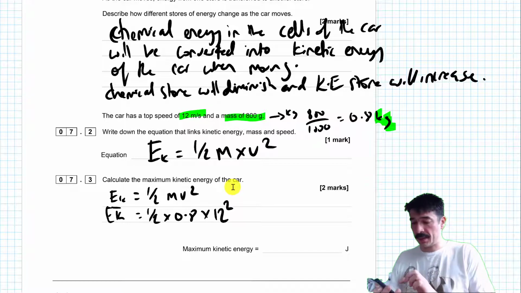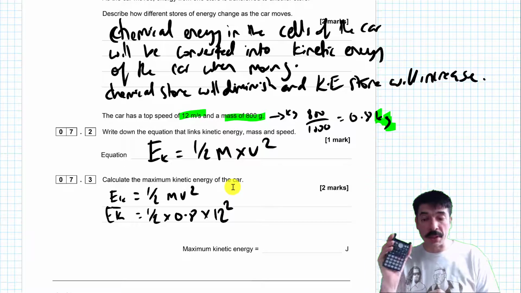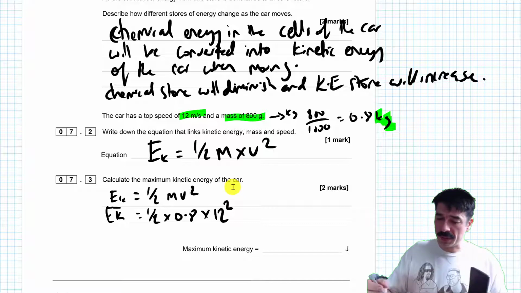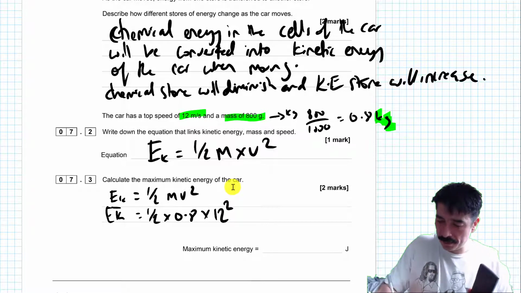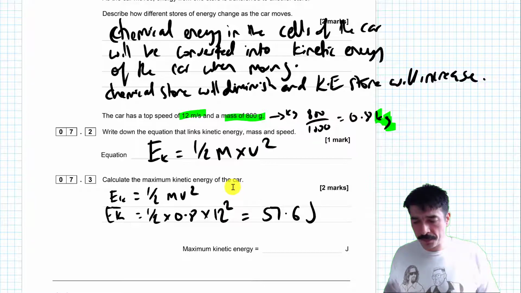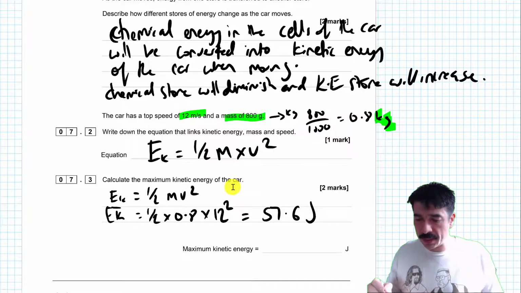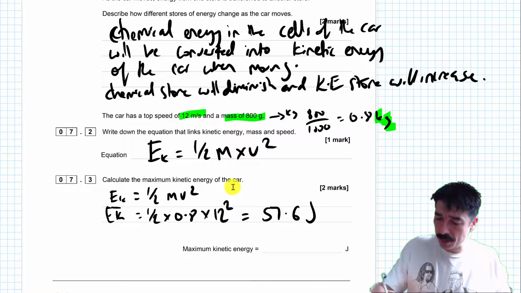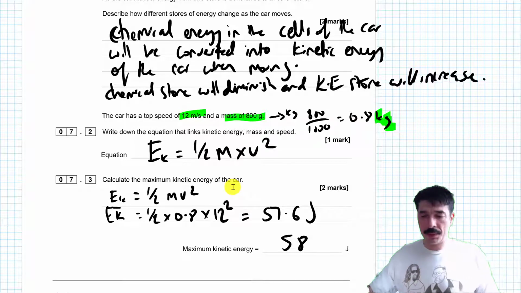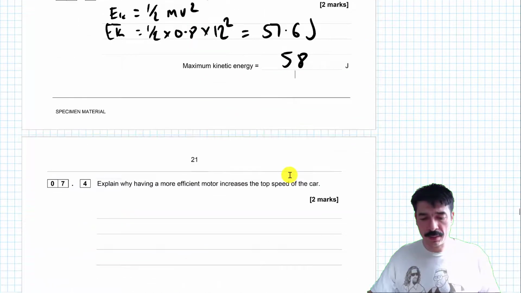Okay, so now it's get out the trusty calculator that you need to own. 12 squared first, times 0.8 times a half, 57.6, and that would be joules. I'm going to round it to 2 significant figures. Okay, so 58 joules. Right, next question.